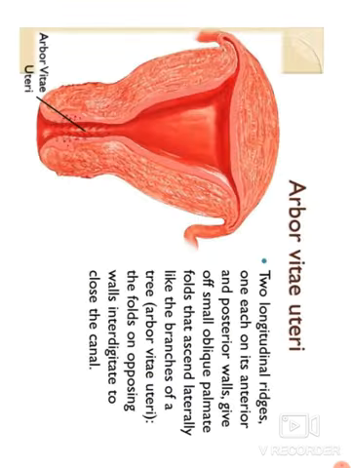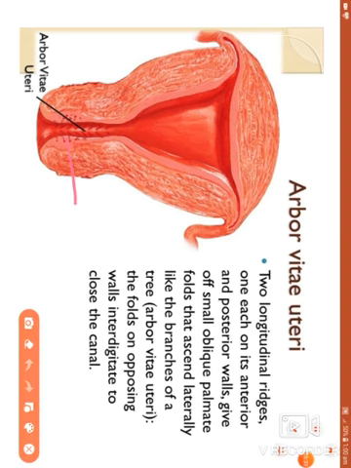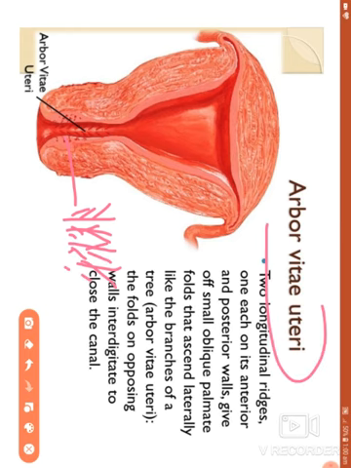Next, here you can see in this cervical canal there are longitudinal mucosal ridges with numerous lateral folds. These are called the arbor vitae uteri, which help to close the cervical canal. These are mucosal ridges, longitudinal and lateral or oblique ridges.